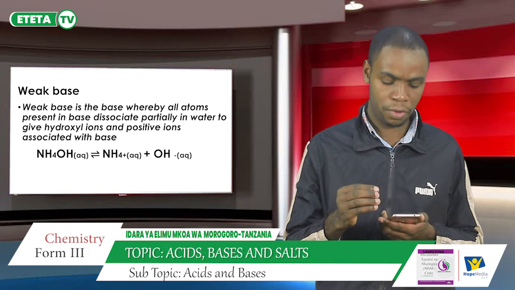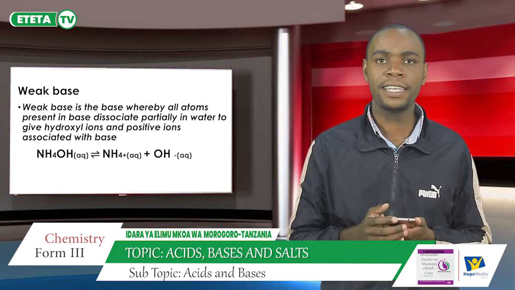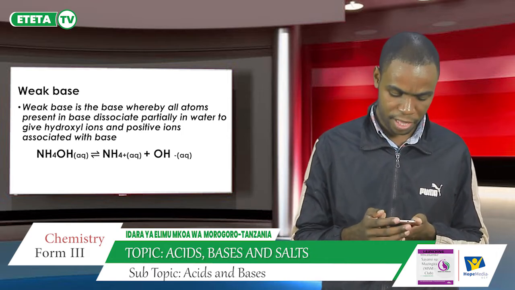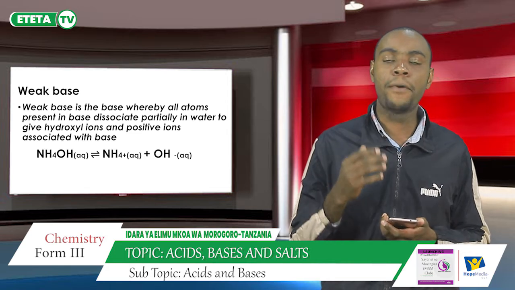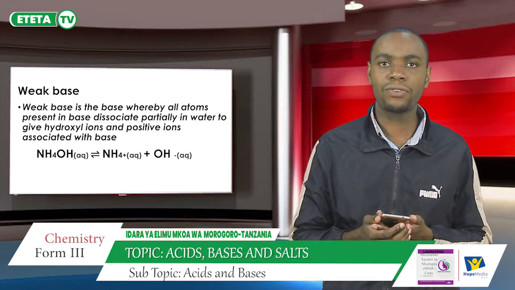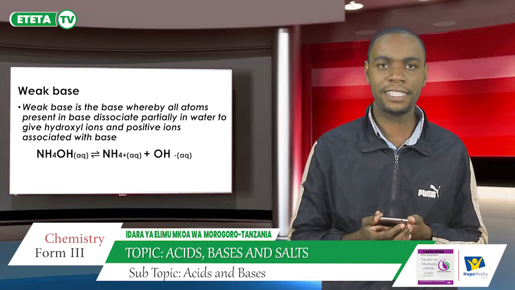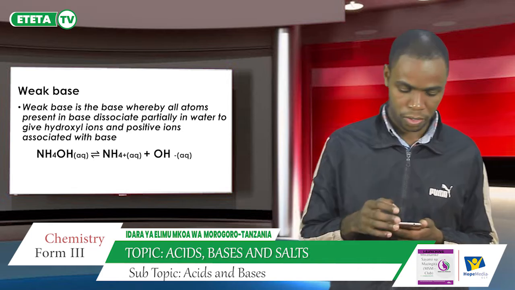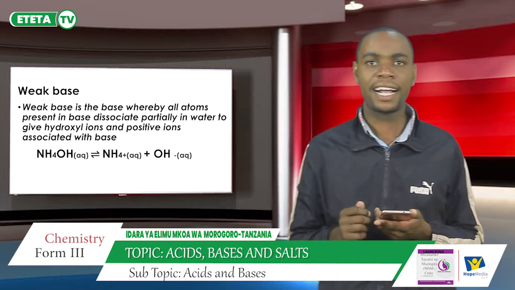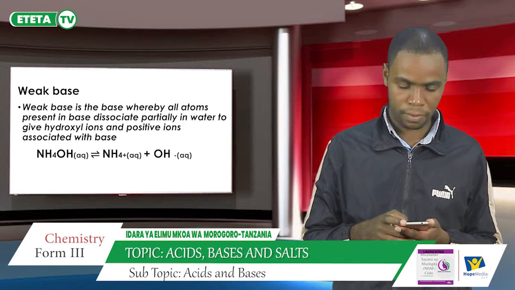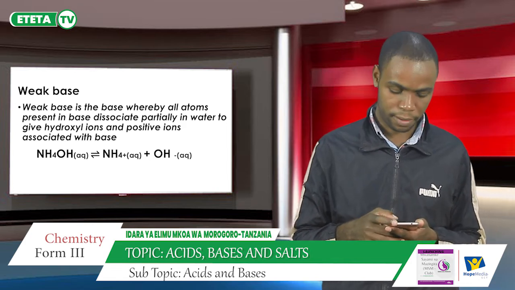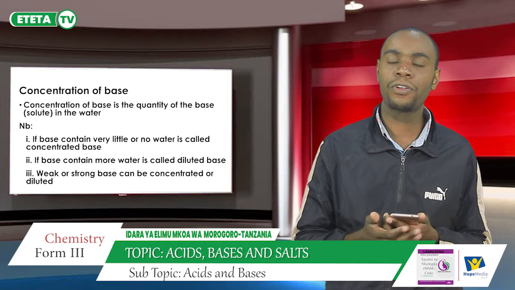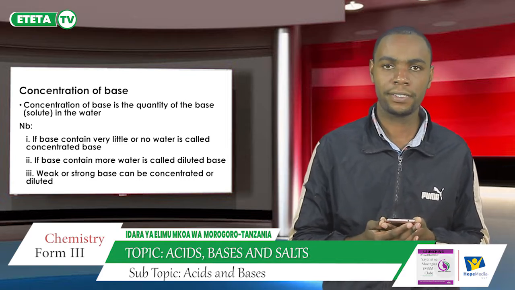Now, an example of weak base is ammonium hydroxide. What is produced there is ammonium ion and hydroxyl ion. But the dissociation takes place partially. So these are classes of base due to the degree of dissociation. Now I'm going to explain another thing which is called concentration of base.